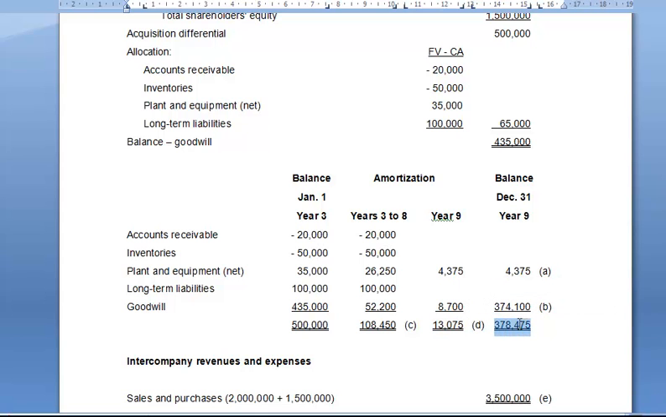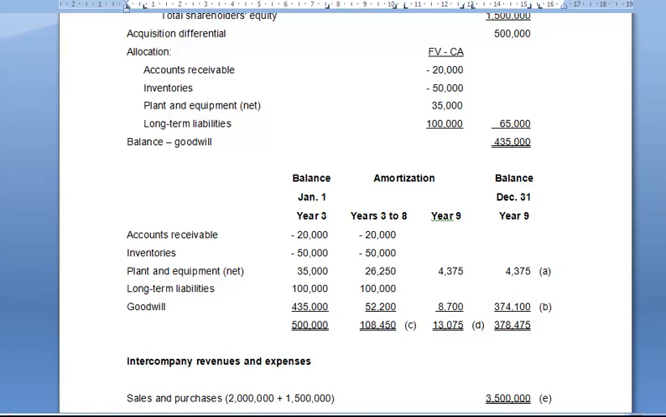leaving us with an unamortized acquisition differential of 378,475. So now, why is this significant? This amount is going to be used to adjust the sub's income this year in order for us to calculate consolidated net income. This amount here is going to help us calculate the opening balance of consolidated retained earnings for year 9. Why is that important?